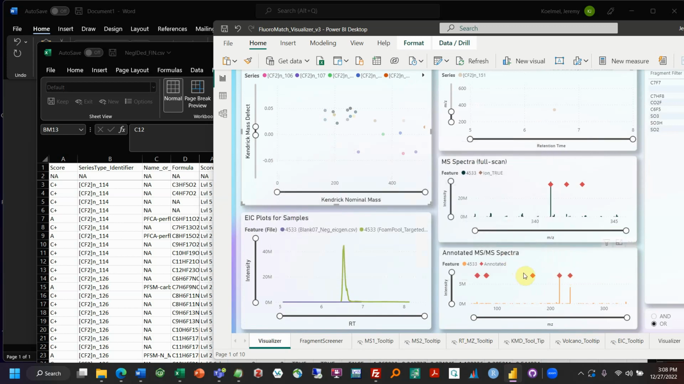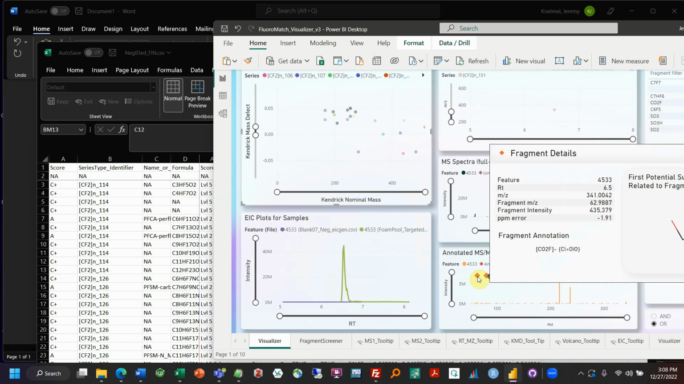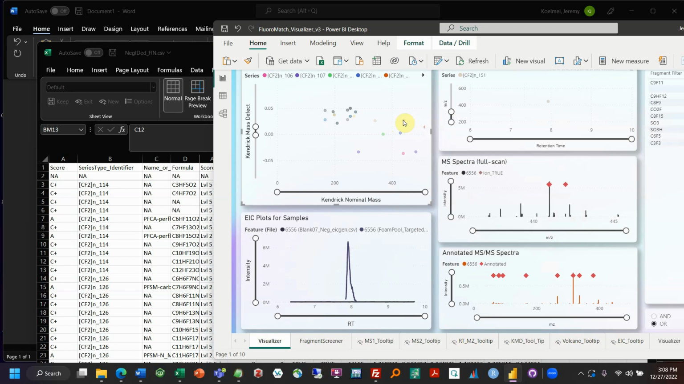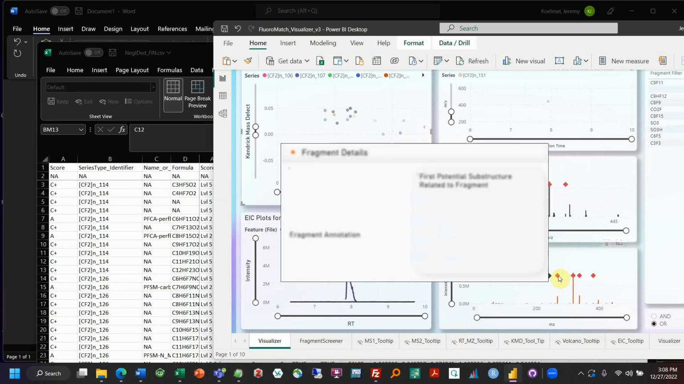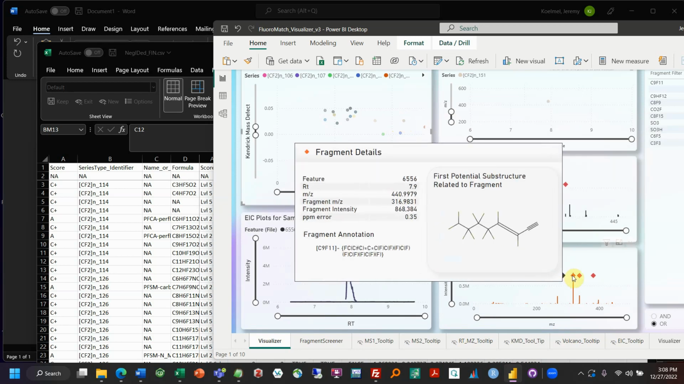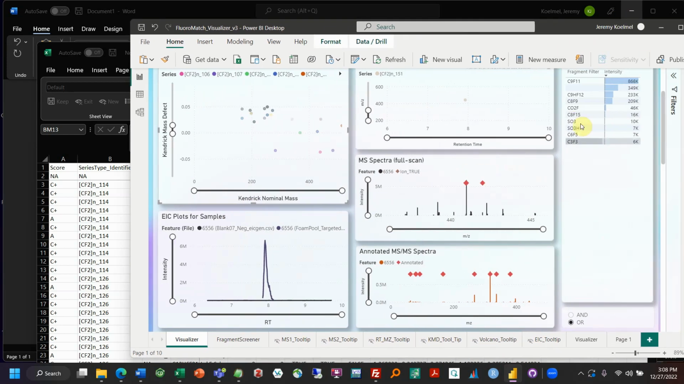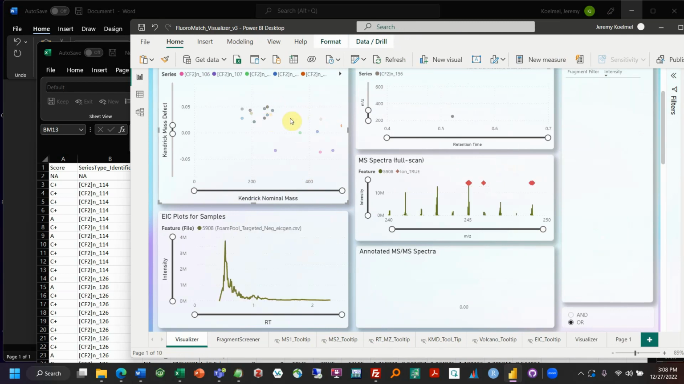So not necessarily extremely common fragments. Here's a carboxylic acid related fragment though for this one, and we can look at this one as well. See again some of these fragments, similar pattern. So it does look like it is a carboxylic acid containing PFAS, so it may be correct. Here's one last one.